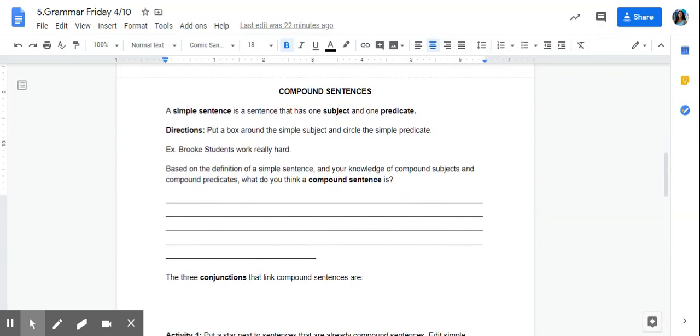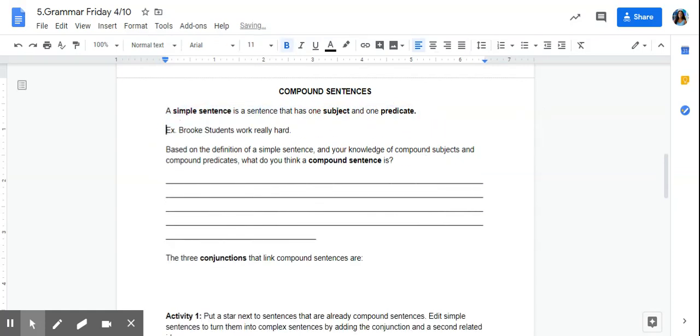Today we're talking about compound sentences. We know that a simple sentence is a sentence that has one subject and one predicate. For example, Brook students work really hard. Students is our subject and work is our predicate. So this is an example of a simple sentence.